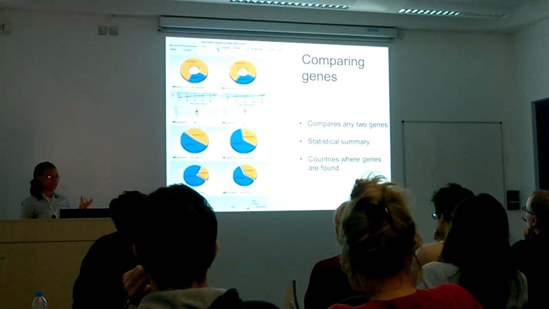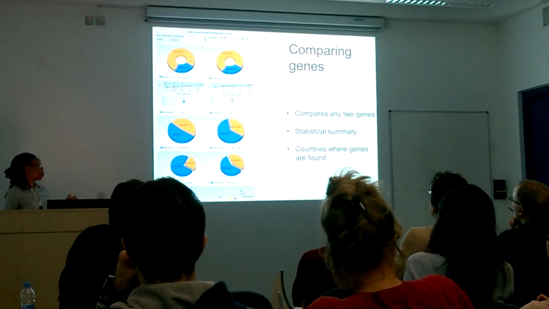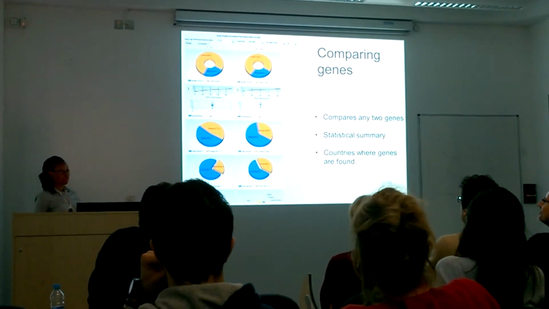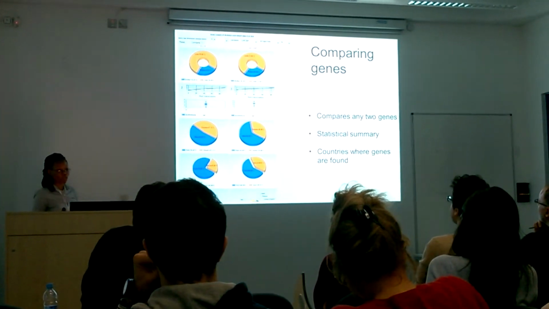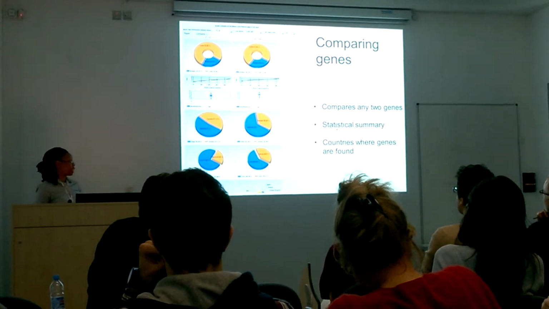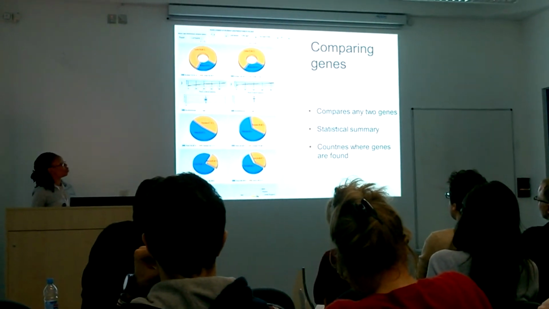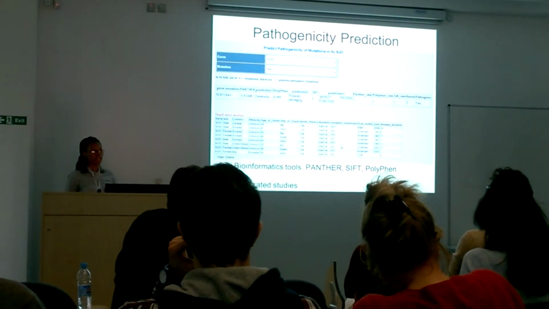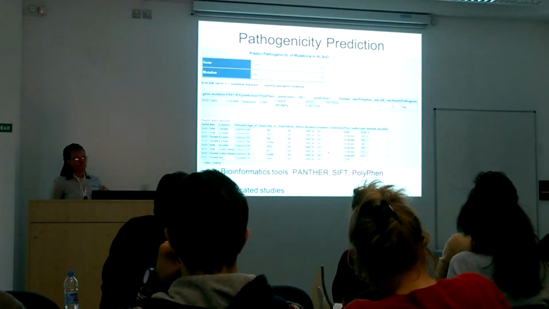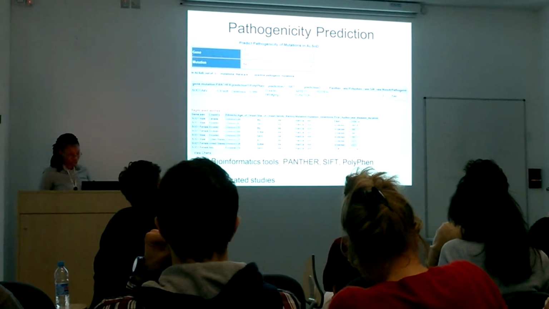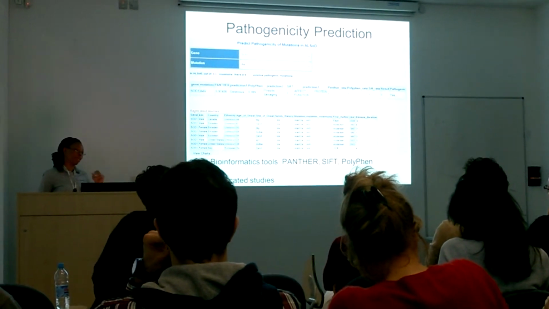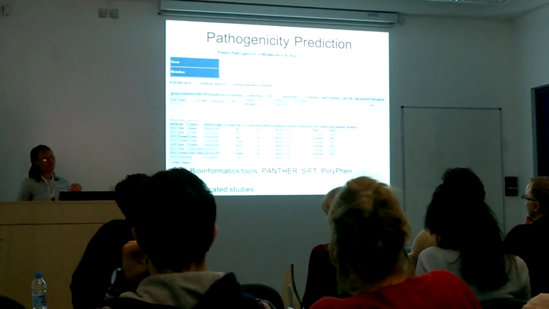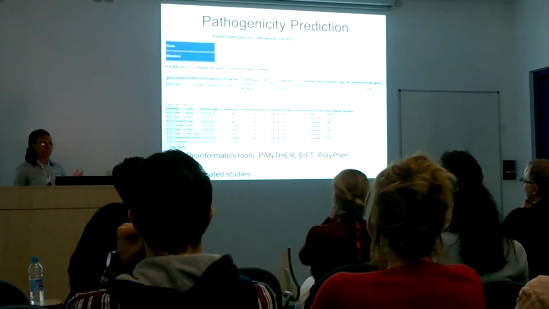Comparing genes on the mutation and patient data in ALSoD is another page. You click on any two genes you want to compare, like FUS and TDP43. It shows you the statistical summary and the countries where these genes are found. Also, it predicts pathogenicity of mutations, where you can click on a gene, click on the mutation you want, and it shows you if it's pathogenic or not.